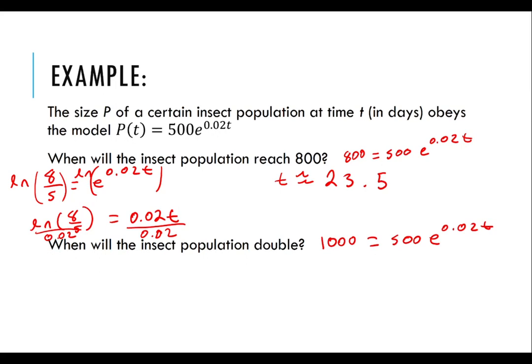But on the other hand, if you do all this, what are you going to get? You are going to get that t is equal to the natural log of 2 divided by k, where specifically in our situation k is 0.02. So then our solution will be the natural log of 2 divided by 0.02. And so I get the population will double in approximately 34.7 days.